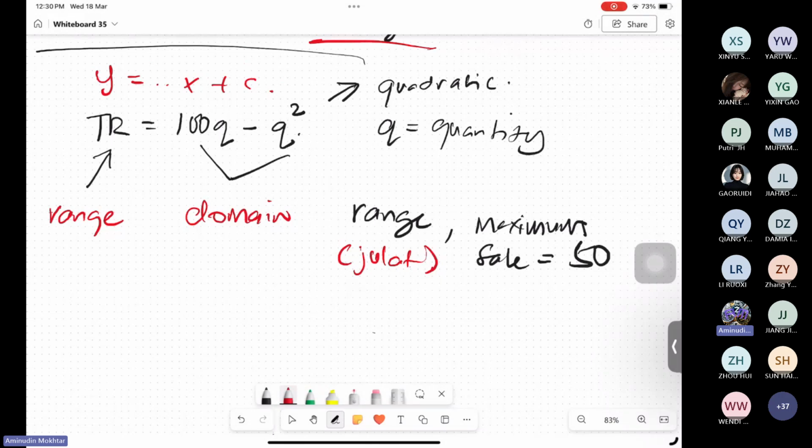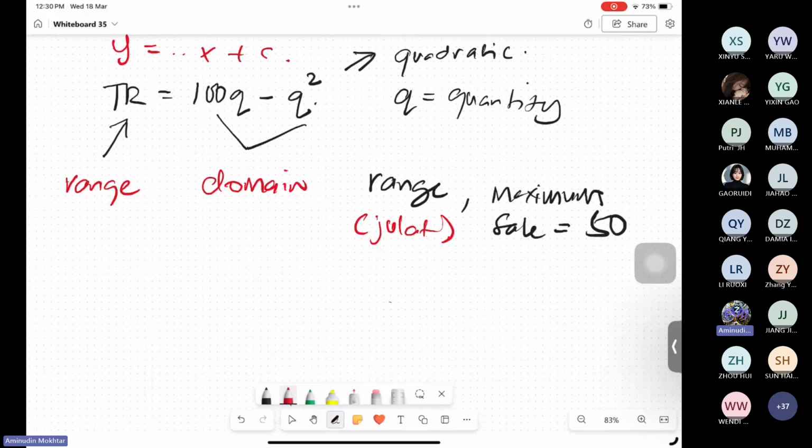So we need to find the range. What is range? We have the information about the Q, the value of Q based on economic. That's why you need to relate this concept with the economic. I hope you have completed your macro, micro, and fixed economic.